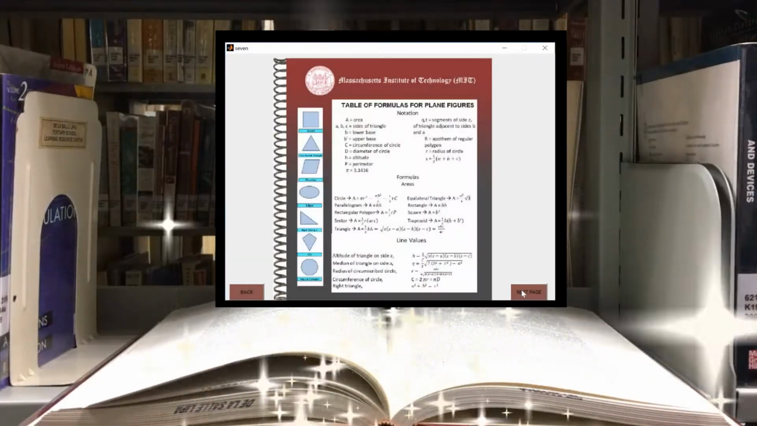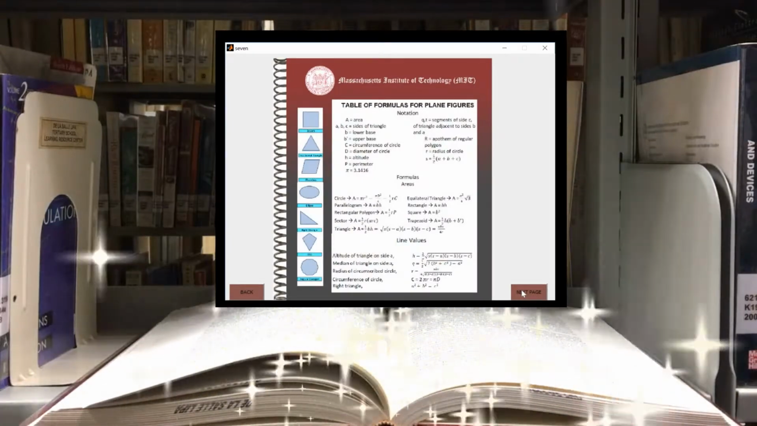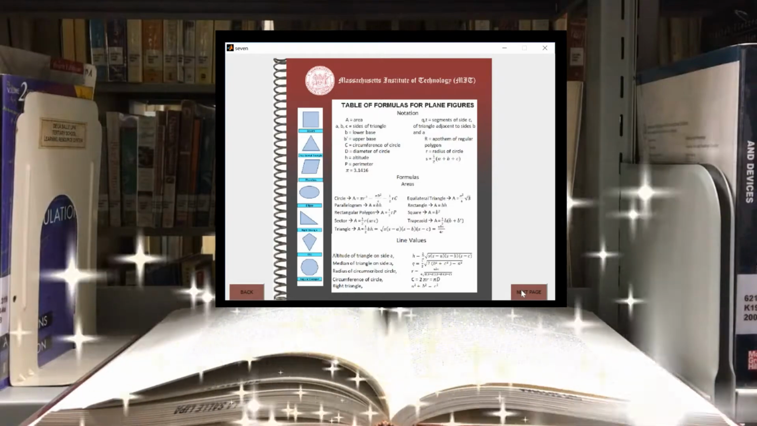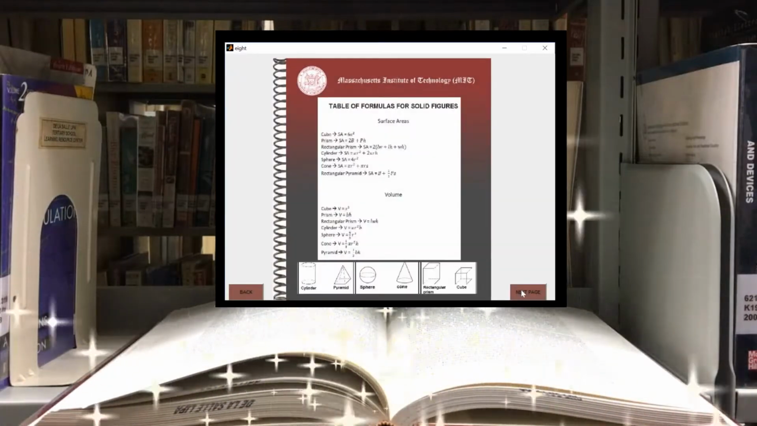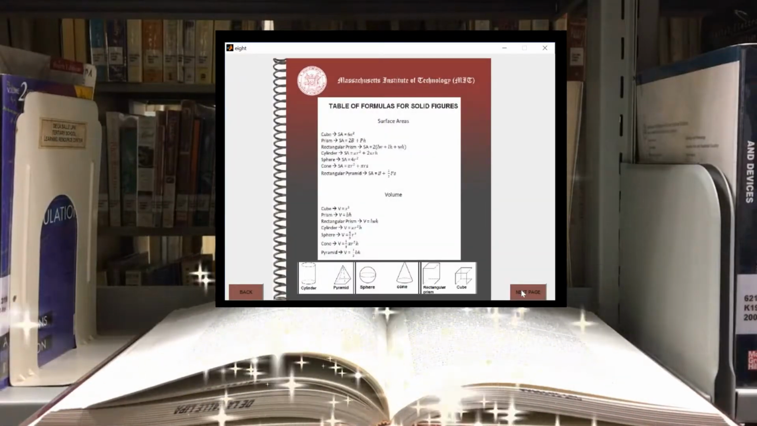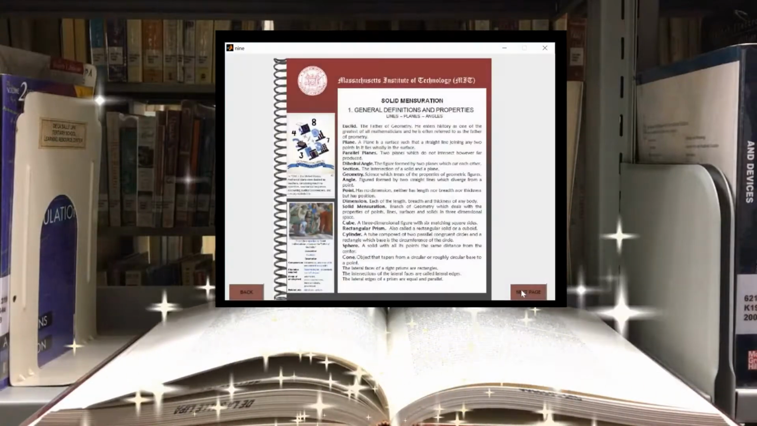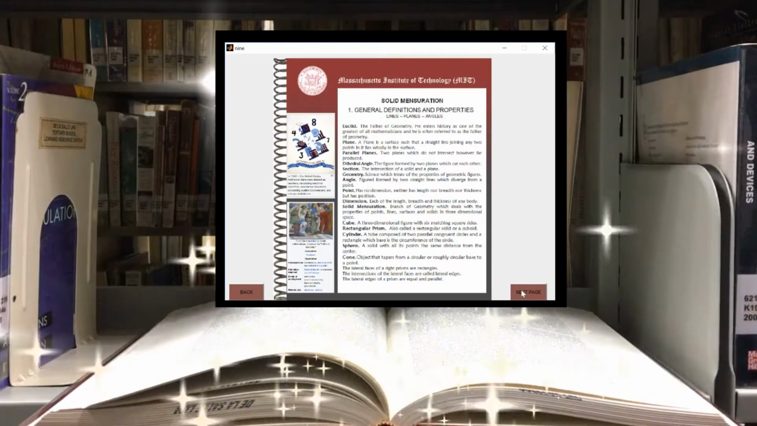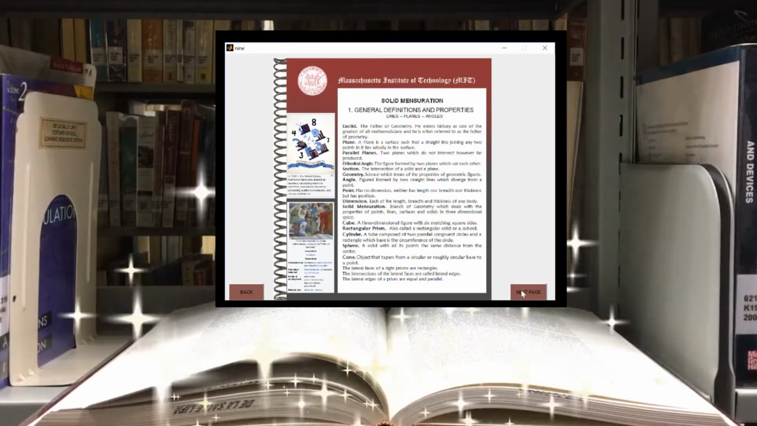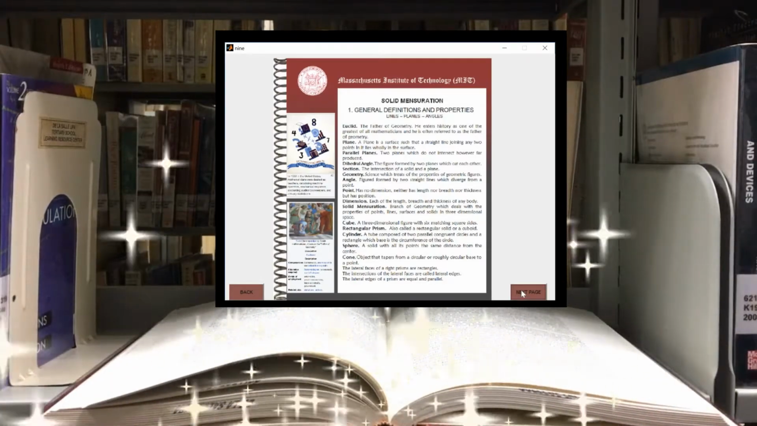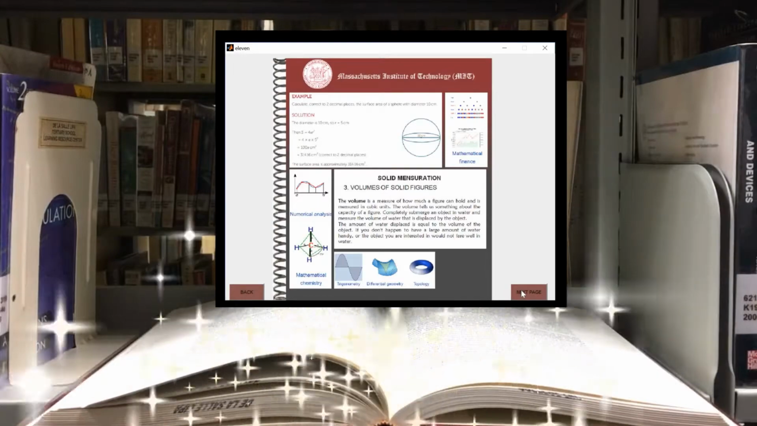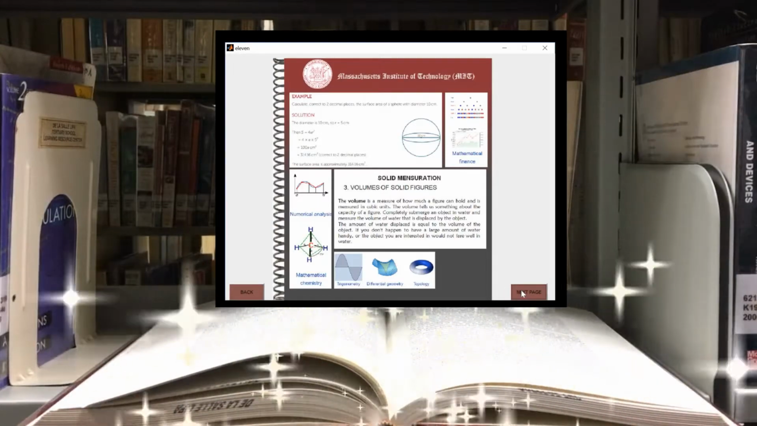Contents. These are the table of formulas for plane figures, areas, station, and line values. Table of formulas for solid figures. These are the lectures. Solid mensuration with its general definition and properties, lines, planes, angles, and some mathematical trivias. Surface areas of solid figures. Solid mensuration for volumes of solid figures.